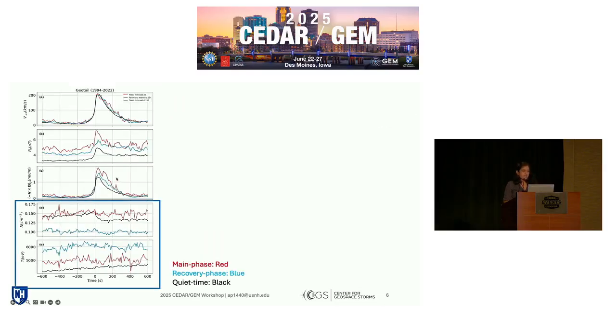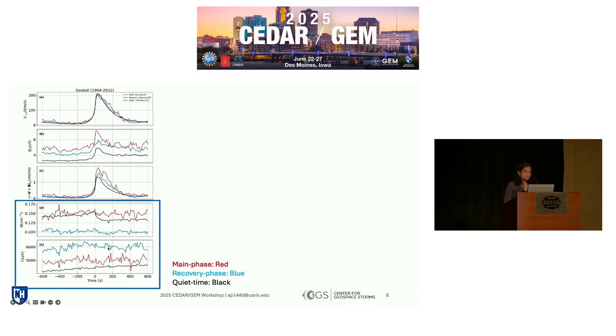So moving on to the last two panels, which are density and temperature. During quiet time, you can see a drop in temperature at the zero epoch, and the temperature is observed to increase, but this trend is not very clear in the main phase and recovery phase intervals.